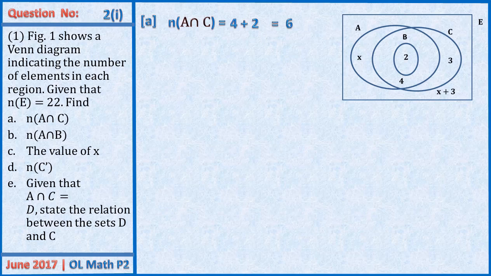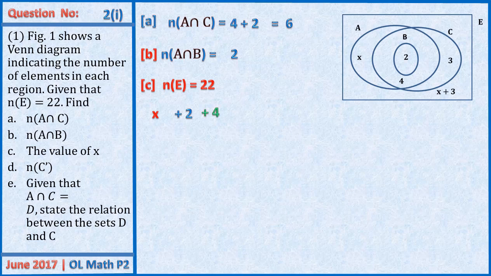Find the number of elements in A intersection B, or the cardinality. A intersection B has just 2 elements. Cardinality is 2. Find the value of X. Since the total number of elements in the universal set is 22, when we sum all the different regions it must give us 22. You have X plus 2 plus 4 plus 3 plus X plus 3, giving us 22. This gives us 2x plus 12 equals 22. 2x will be equal to 10 and x equals 5.